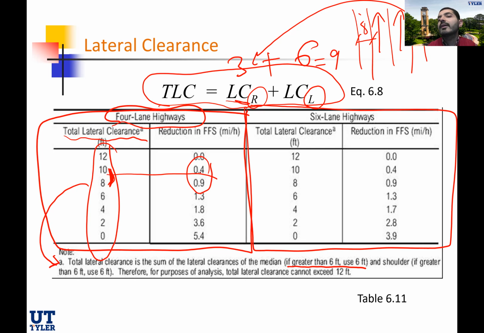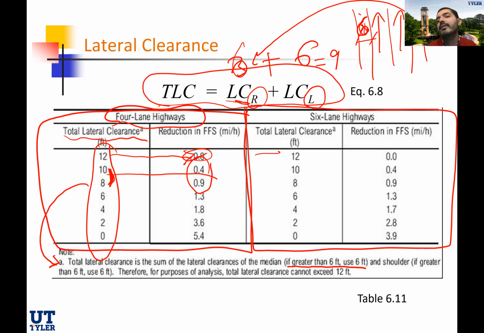How about if, instead of 3 and 8, you have 6 and 6? That means you have 6 plus 6, that's 12. So 12 means the correction factor is equal to 0, and that's actually the base condition.